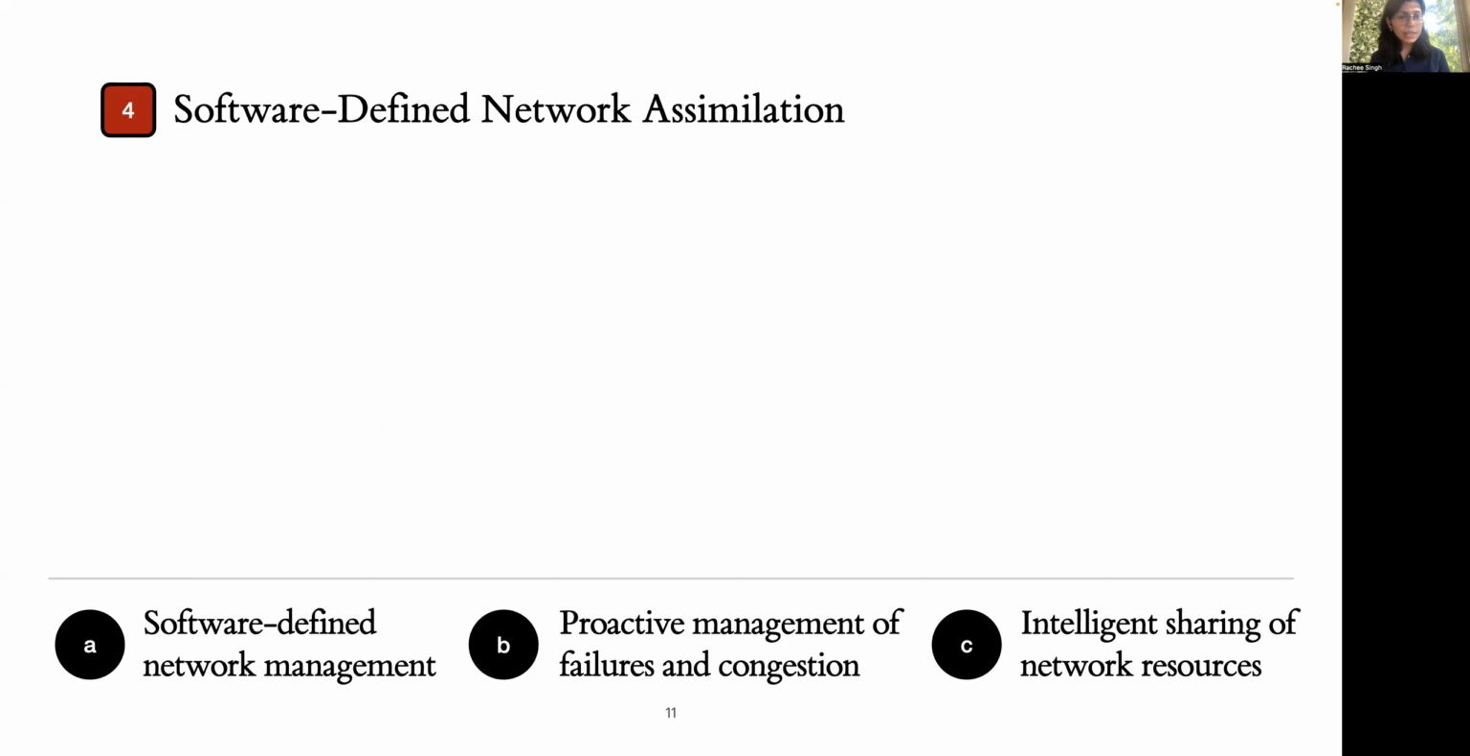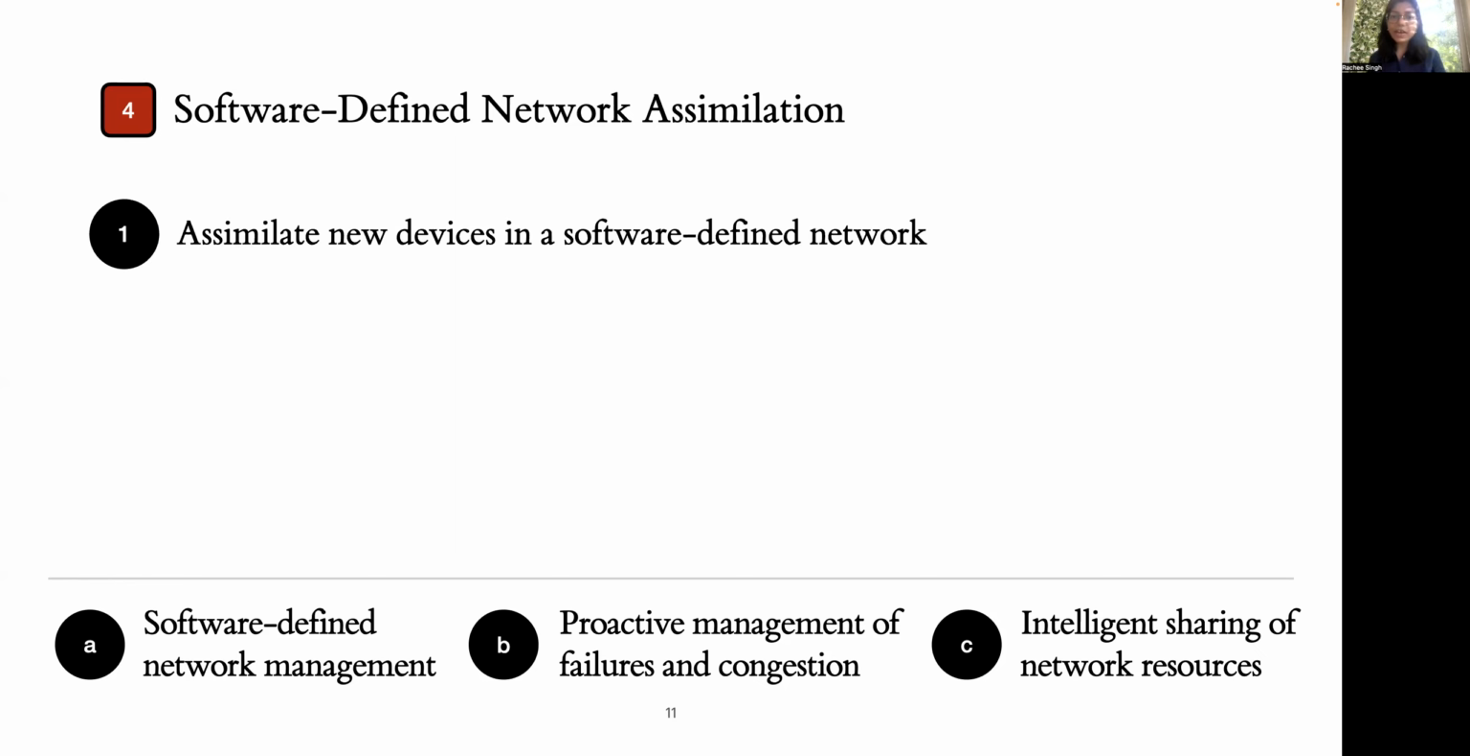The fourth paper of the session is Software-Defined Network Assimilation. This paper solves a key problem faced by wide area networks that leverage the SDN paradigm. As a software-defined network grows in size, it must add or assimilate new network switches and routers into the operating fleet of devices. Doing this manually is hard because of the mismatch between the configuration model of the network hardware and that of the centralized SDN controller.